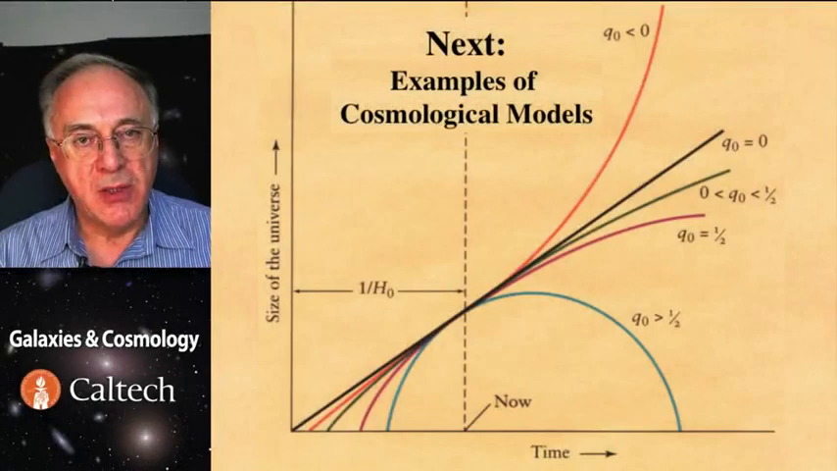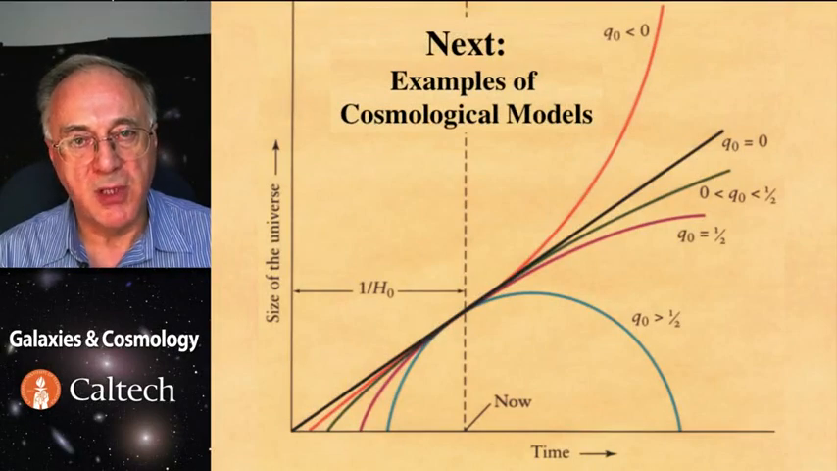So this is how we solve Friedmann equation. The output of it is really how the density of the universe changes as a function of time. Next time, we'll consider some examples of actual cosmological models.